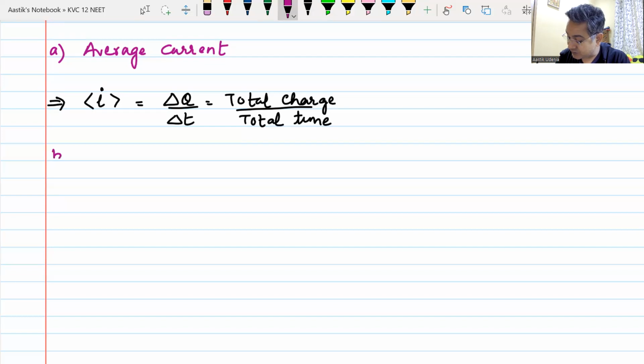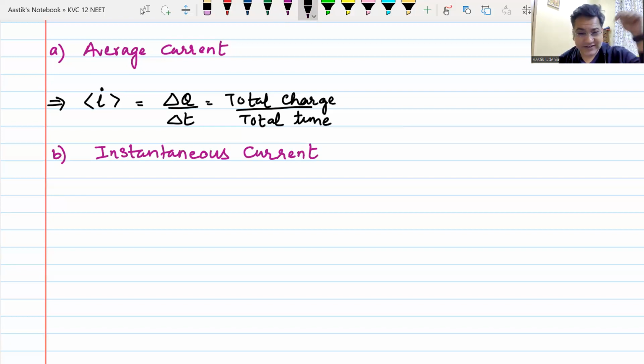Then we have one more current that you can call instantaneous current. Now, when I say instantaneous current, it's the current at this particular time, at any instant. What is the value of current at this time? How much current is flowing through this tube light? That value at any instant is known as instantaneous current. And how do I find instantaneous current? I write instantaneous current like this, and I find the rate of flow of charge, dq by dt.